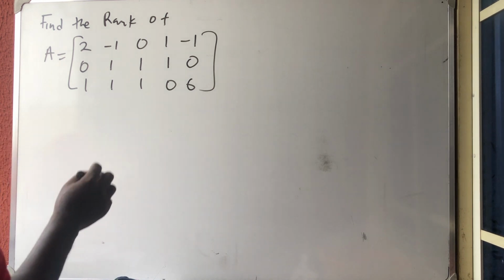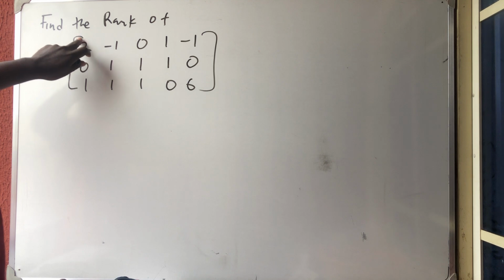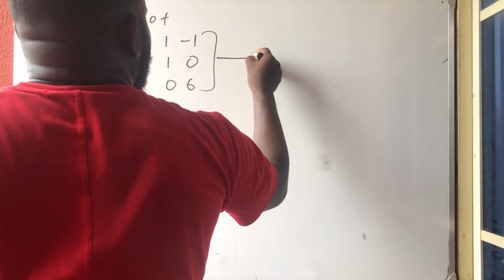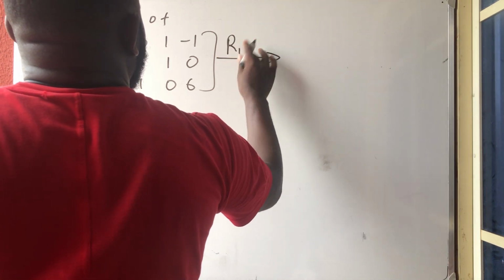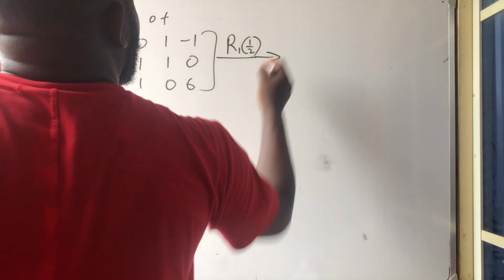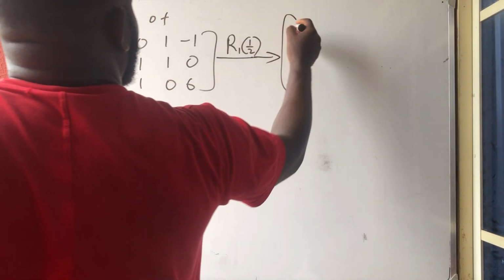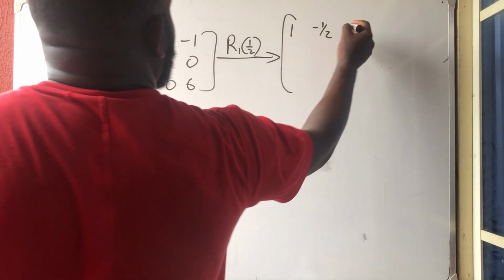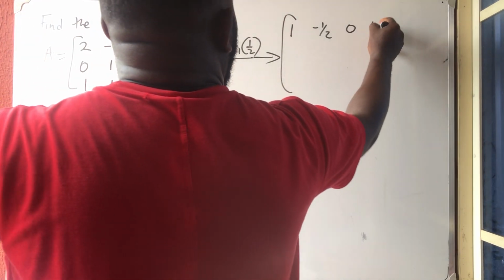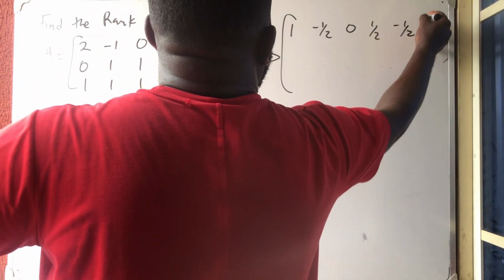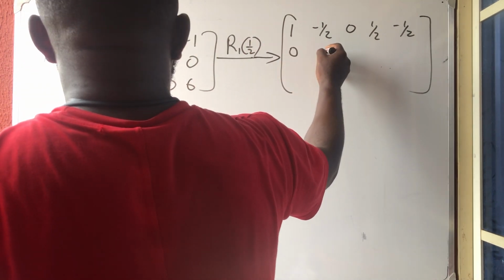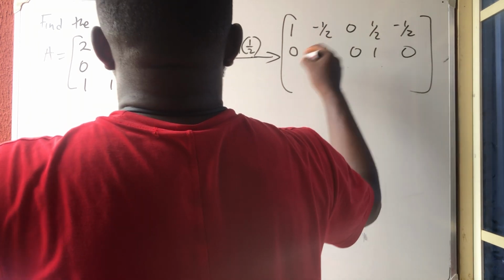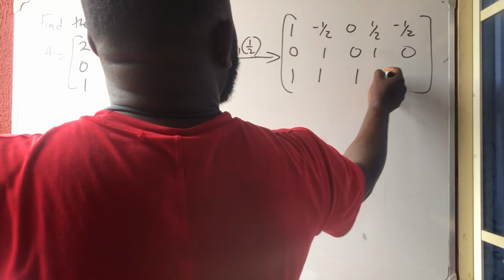In using column, the first one we have to have here must be 1. So how do we get here to be 1? By dividing this row, row 1, by 2. So what answer are you getting? This time you have 1, then minus 1 over 2, then 0, then 1 over 2, then minus 1 over 2. Then every other thing remains the way they are. 0 1 0, then I'm having 1 1 1 0 6.